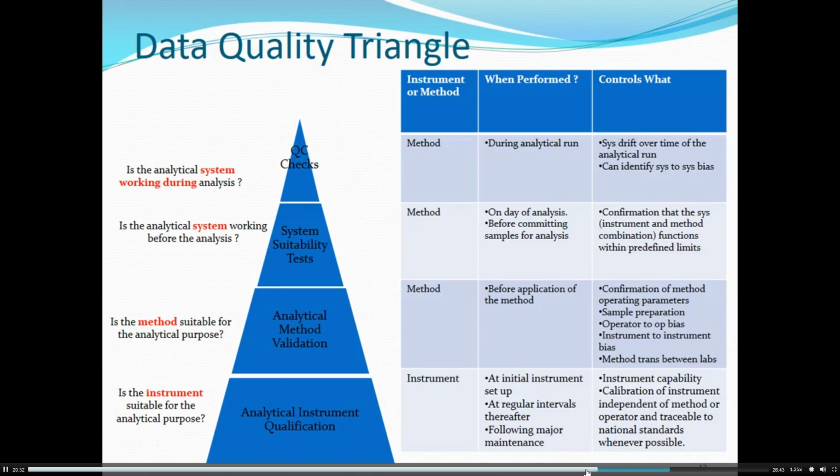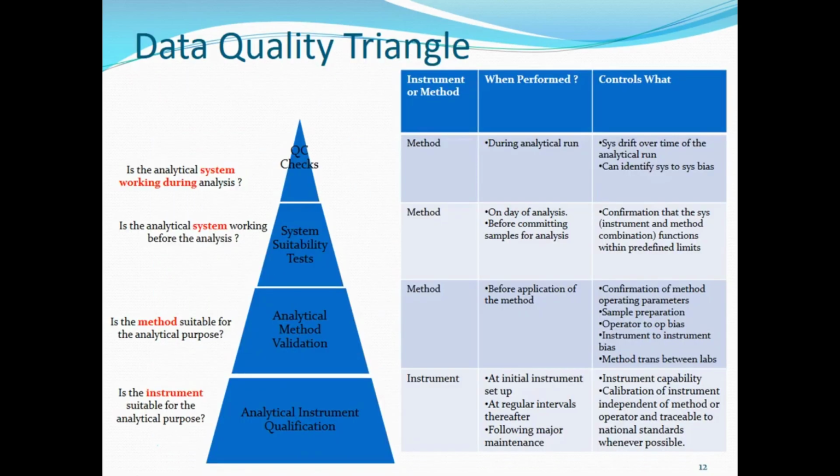This visual highlights where different types of quality steps fit when it comes to methods. At the bottom of the triangle, the very first thing we need to look at is to make sure that the instrument is suitable for its analytical purpose. And this is where we look at analytical instrument qualification, IQ, OQ, and PQ.